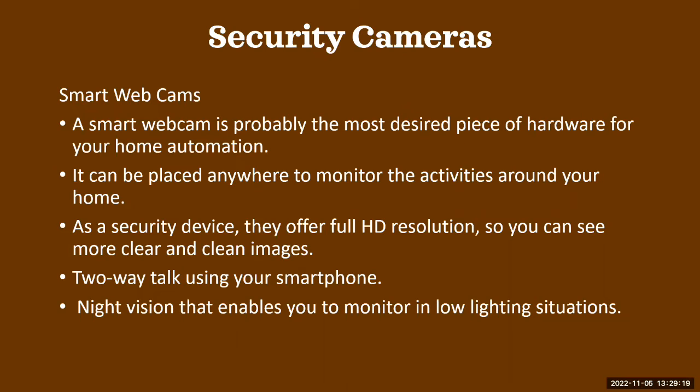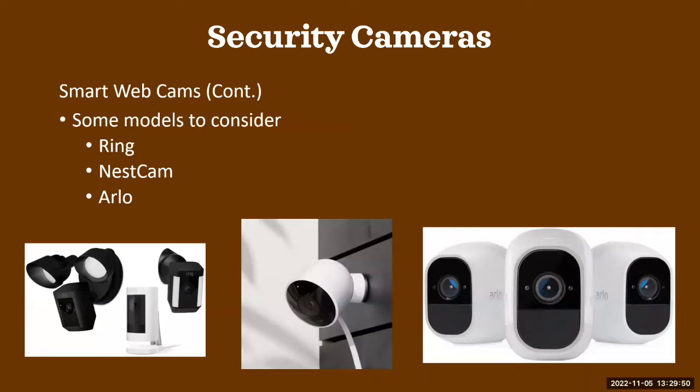Smart webcams. A smart webcam is probably the most desired piece of hardware for your home automation. It can be placed anywhere to monitor the activities around your house. As a security device, they offer full high-definition resolution, so you can see clearer and cleaner images. They also have two-way talk using your smartphone. Many have night vision that enables you to monitor in low-light situations. Some of the models to consider are Ring, Nest Cam, and Arlo.